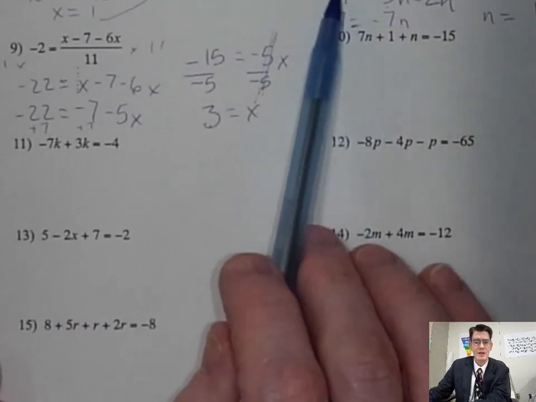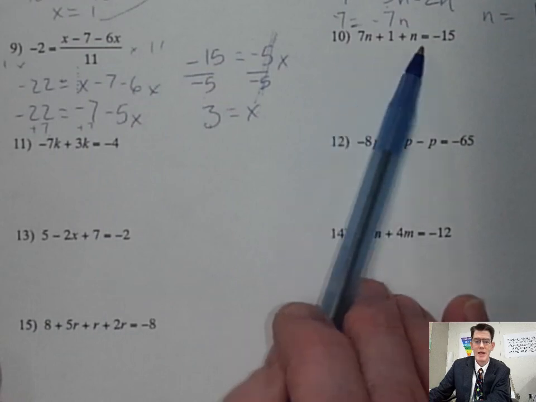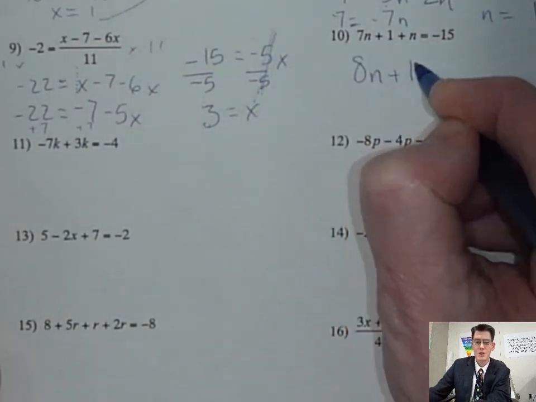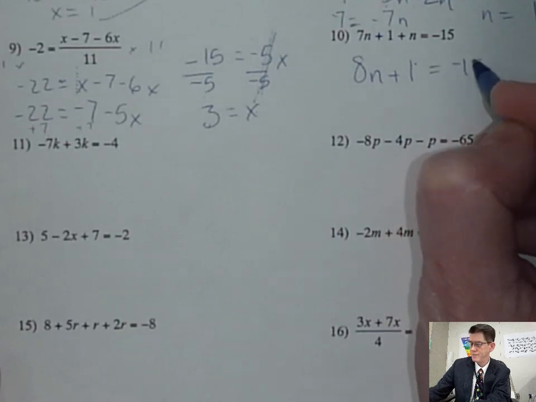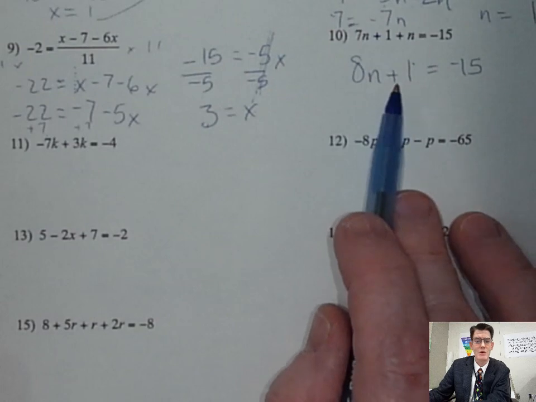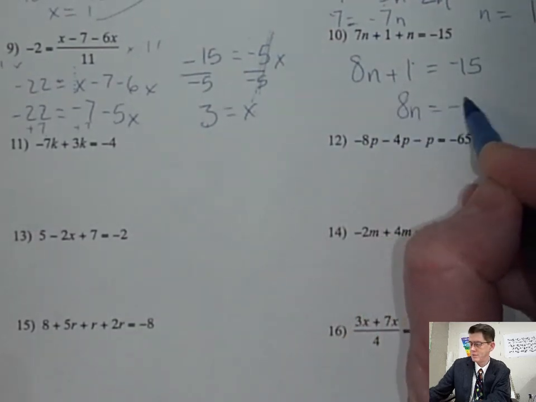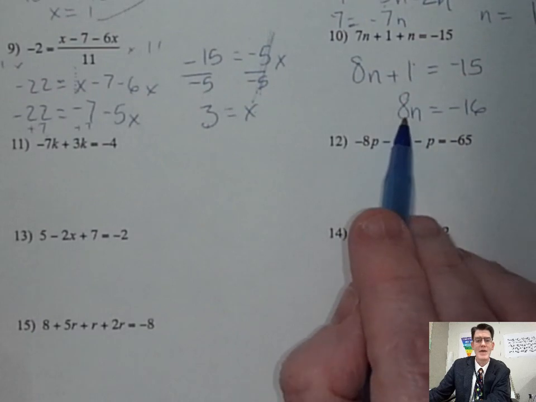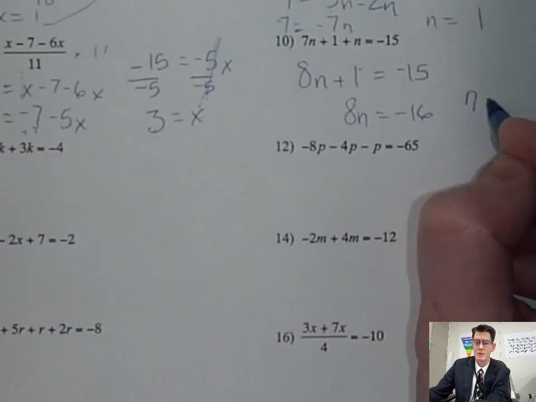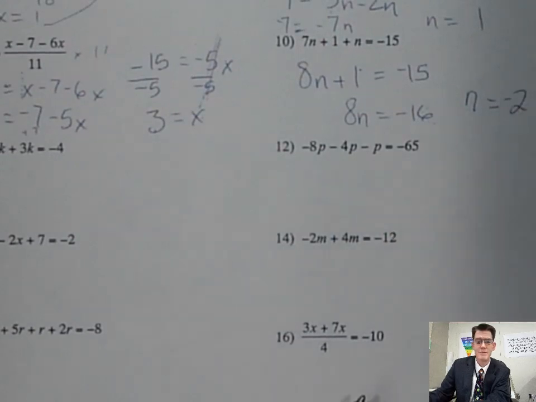The rest of these, a lot of these going down, they're not as difficult or complicated as this one. 7n's plus 1n is 8n's. Plus the 1 is negative 15. Then it's a two-step equation we can work out. Subtract 1 from both sides. And then divide that 8 off of the n, divide by 8 on both sides. Negative 16 divided by 8 in your calculator is negative 2.